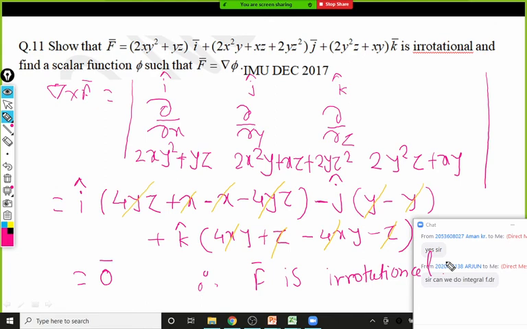Complete it and tell me, so that we'll move to the second part to get the function phi satisfying the condition f bar equal to del phi. Are you finished? No, sir. Okay.